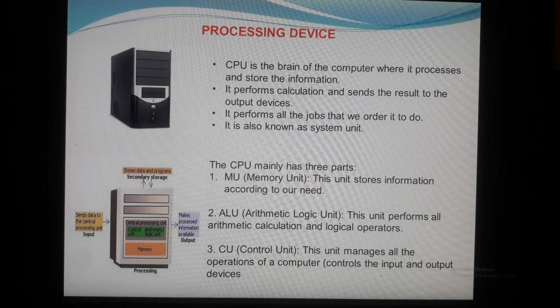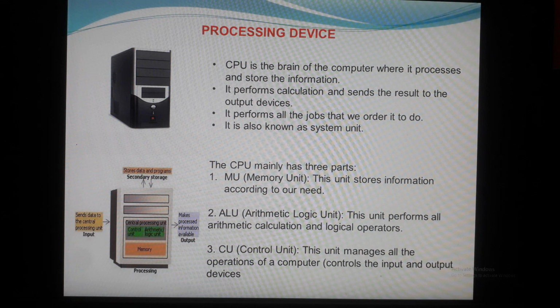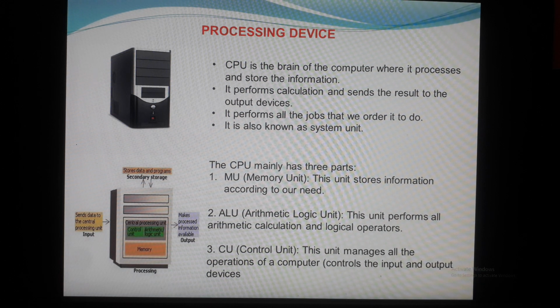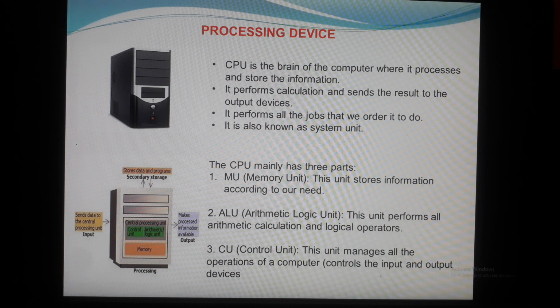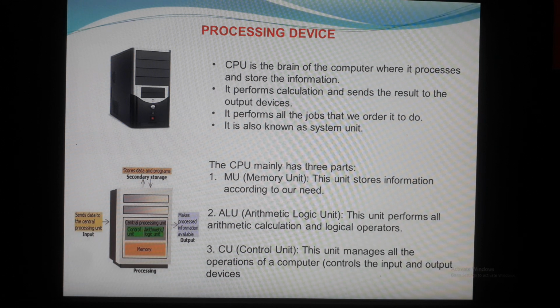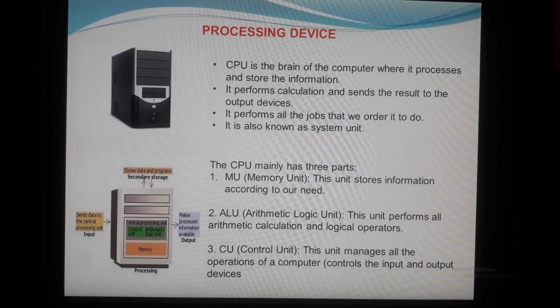Now, if you look at the figure carefully, the CPU mainly has three parts: memory unit, arithmetic logic unit, and control unit. Now let us see what the memory unit is. This unit stores information according to our need. The arithmetic logic unit performs all the arithmetic calculations and logical operations. And finally CU, that is the control unit. This unit manages all the operations of the computer. That means it controls the input and output devices.